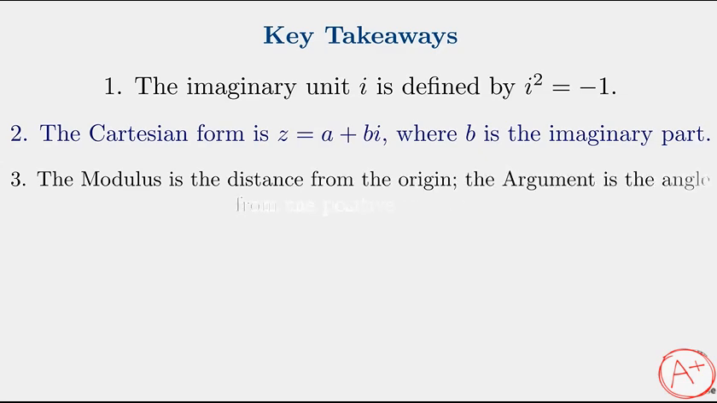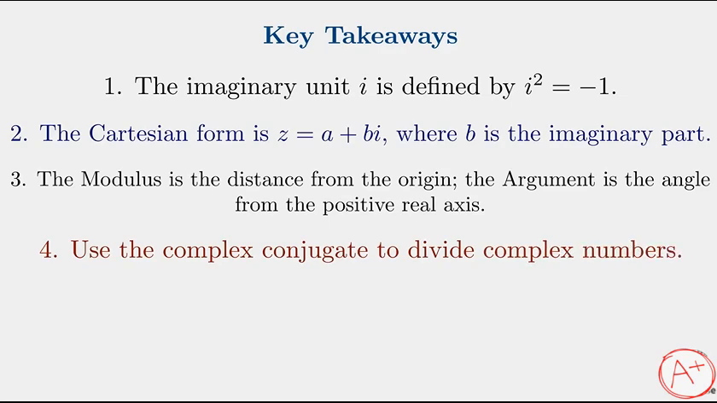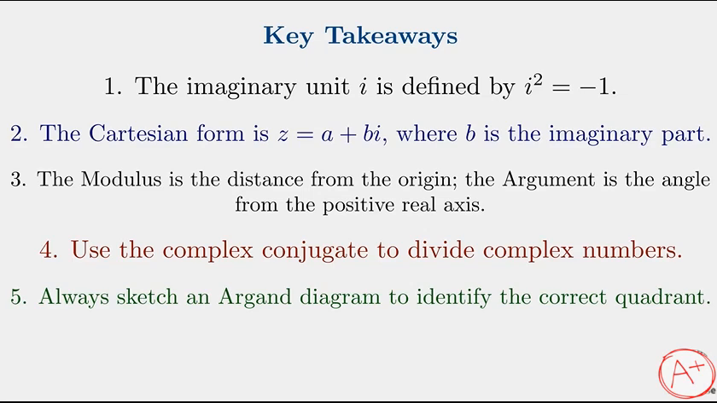Third, understand the geometry. The modulus represents the distance from the origin in the Argand diagram, and the principal argument is the angle measured from the positive real axis, restricted between negative pi and pi. Fourth, when dividing complex numbers, multiply the numerator and denominator by the complex conjugate of the denominator to rationalize the expression. Finally, never calculate an argument without first sketching the complex number. This ensures you correctly adjust your angle based on the quadrant in which the number lies.